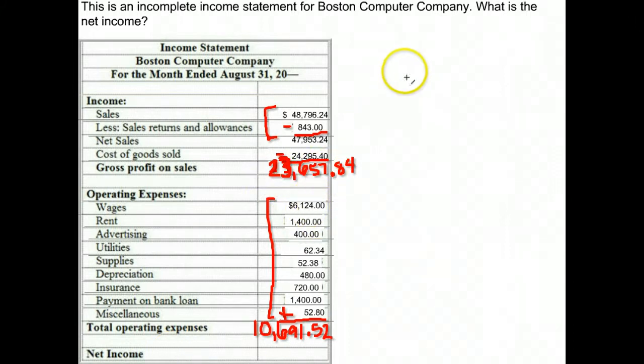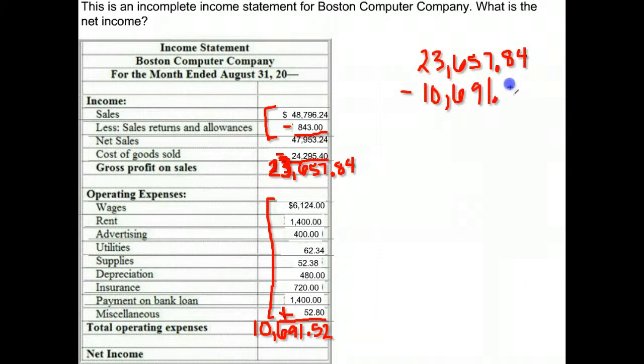My net income is the gross profit on sales, which we found was $23,657.84, minus my operating expenses of $10,691.52. Subtract those, and I will have my answer. When I do, I get an answer of $12,966.32.